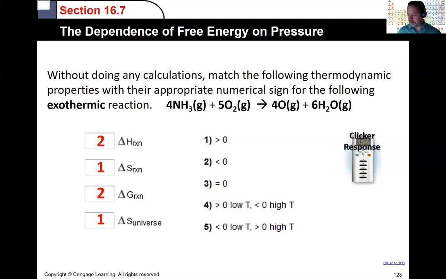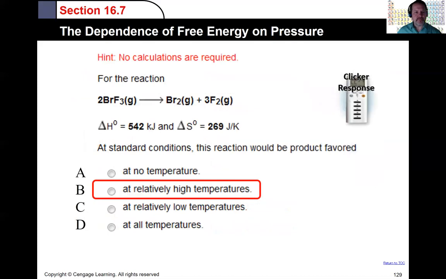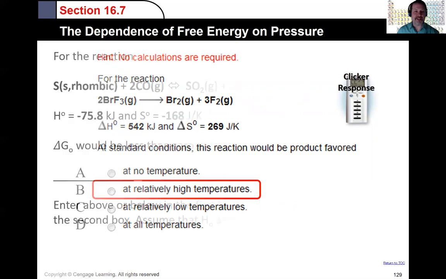Let's go on to another practice problem. Oops, I got the answer already popped up there. It's the same sort of thing. You're given a chemical reaction, the enthalpy and the entropy. Under standard conditions, this reaction would be product favored when? All you have to do is look at the signs. We've got a positive, positive. This puts it in quadrant 2, which at relatively high temperatures, the chemical reaction becomes spontaneous. So this is practice looking at the signs of the enthalpy and entropy.